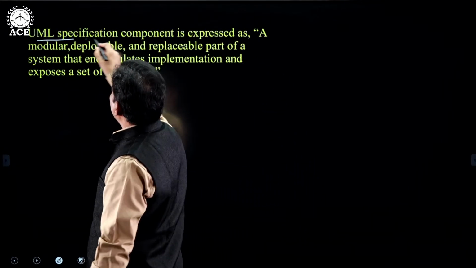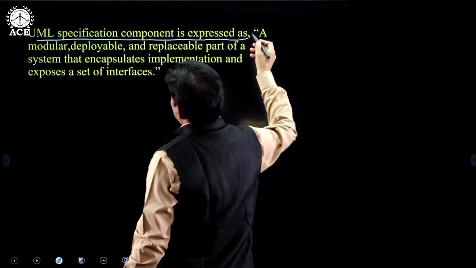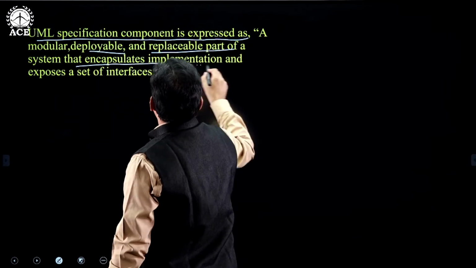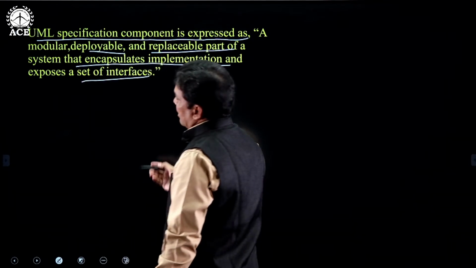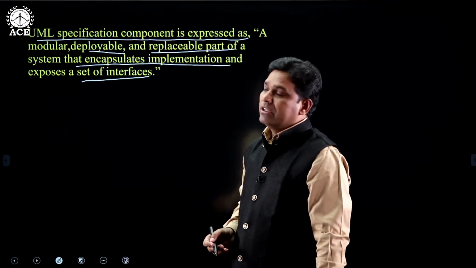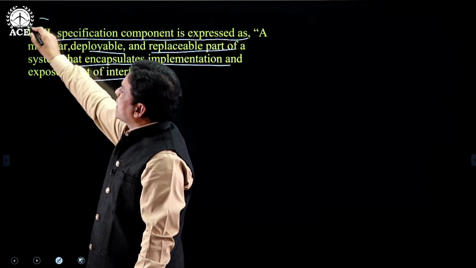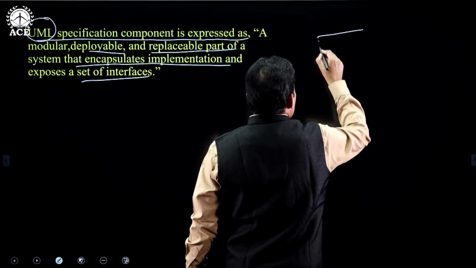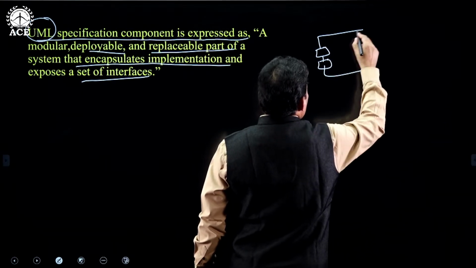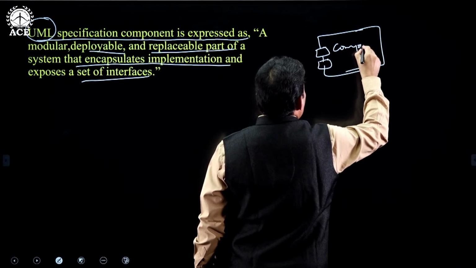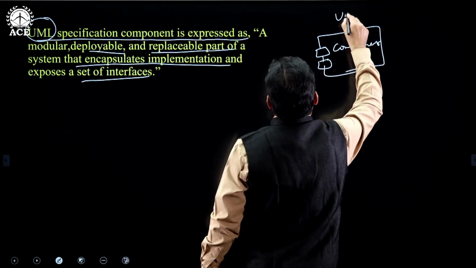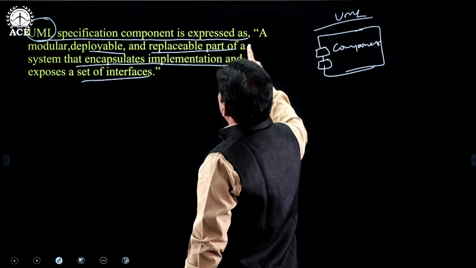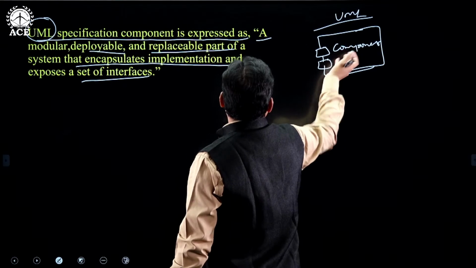The UML specification describes a component as a modular, deployable and replaceable part of a system that encapsulates implementation and exposes a set of interfaces. Just now we discussed UML and drew the graphical representation of a component in UML. This is component 1.